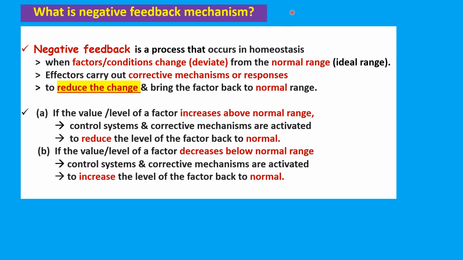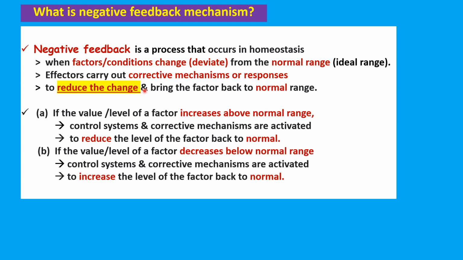Now, just to recap, what is the negative feedback mechanism? Negative feedback mechanism is a process that occurs in homeostasis when factors or conditions change or deviate from the normal range, such as the temperature of a person increases beyond 37 or 38 degrees Celsius, right? So effectors will carry out corrective mechanisms or responses to reduce the change and bring the value of the factor back to the normal range, right?